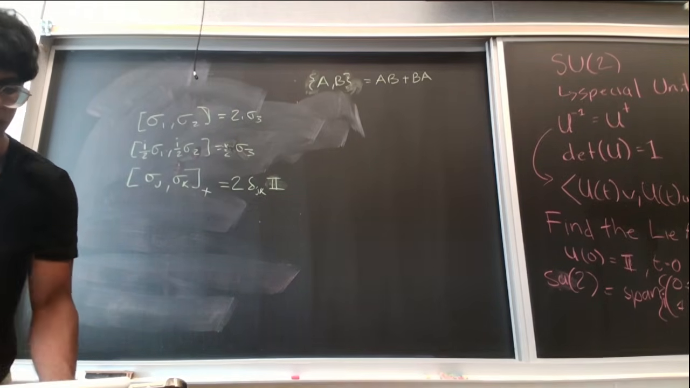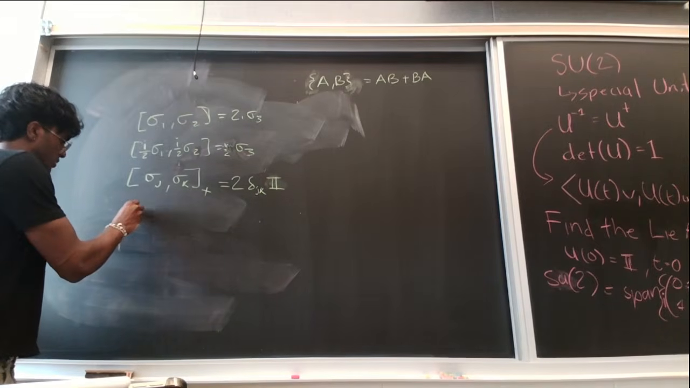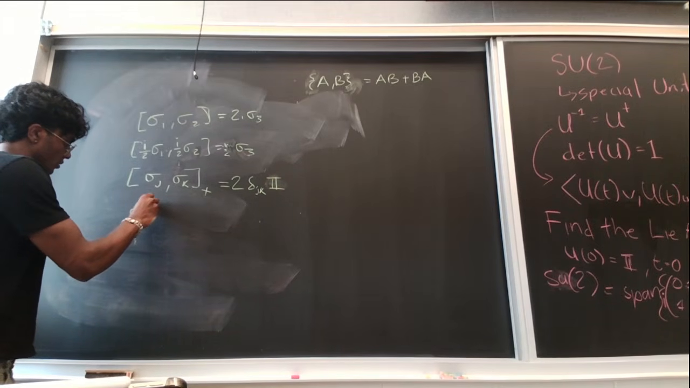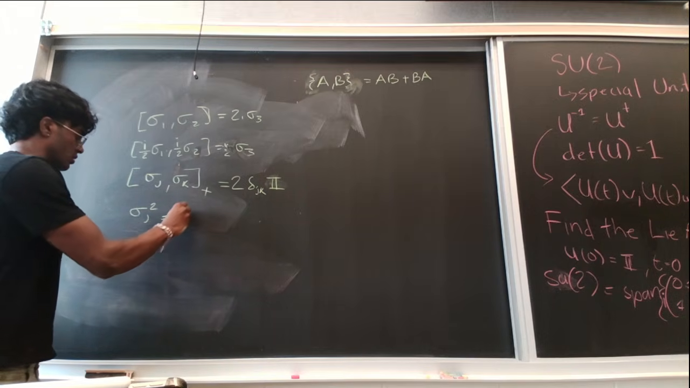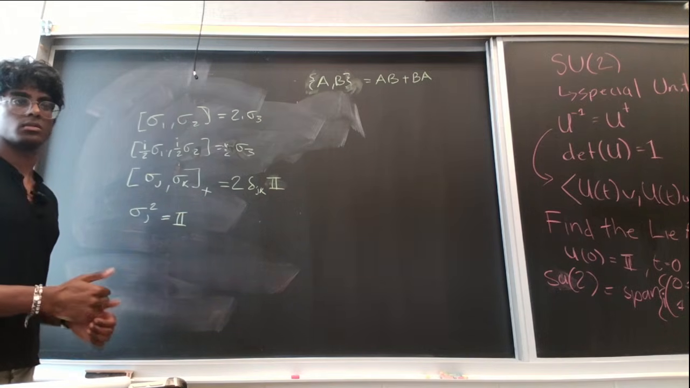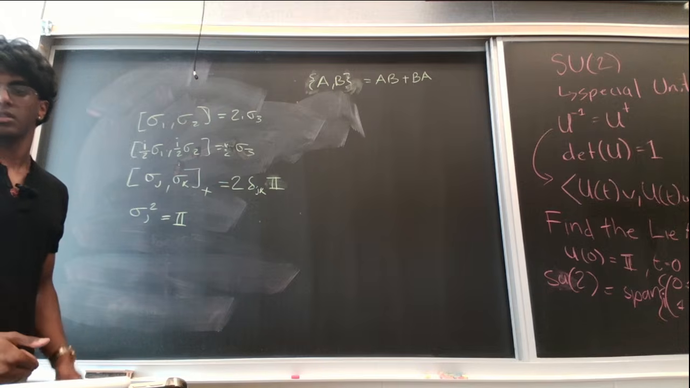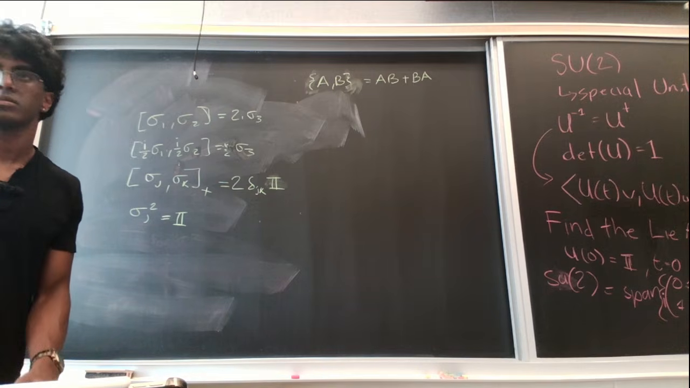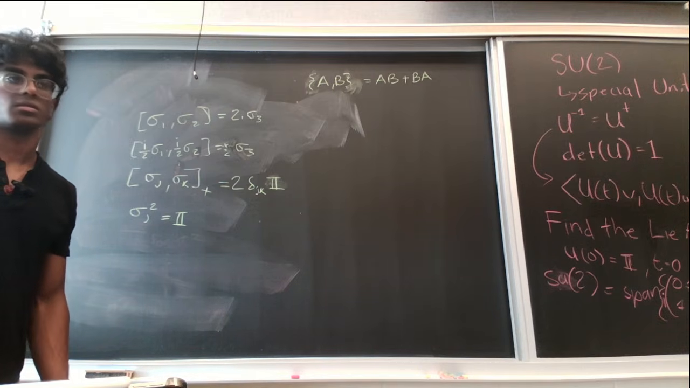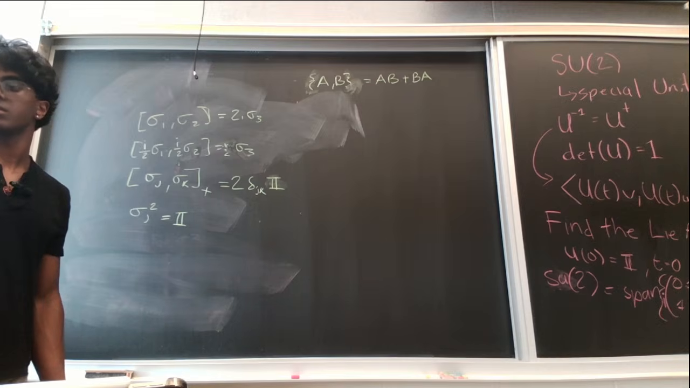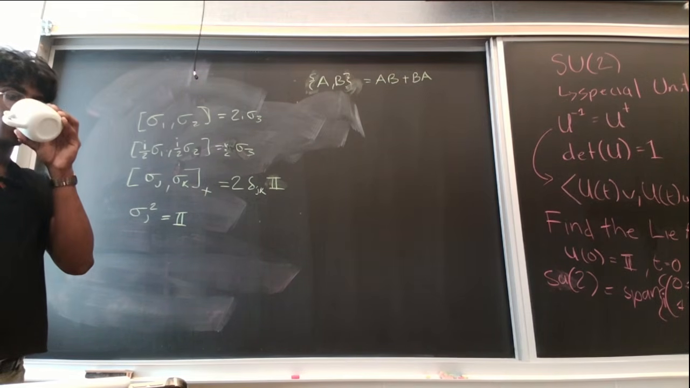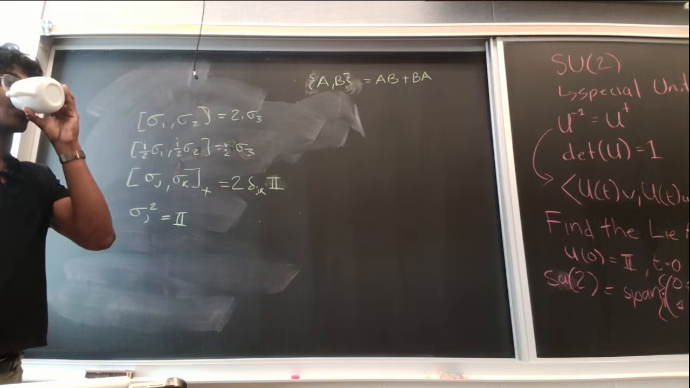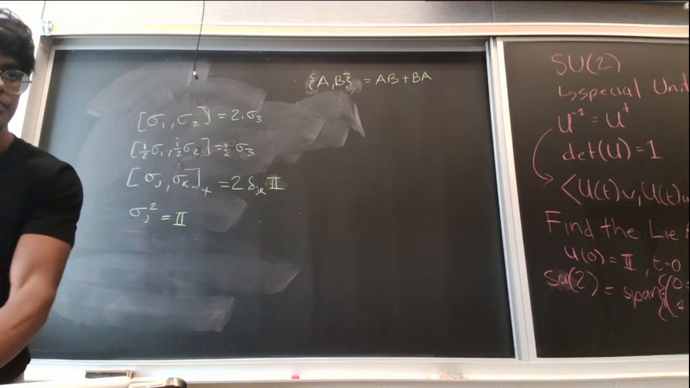And then what this means though is that sigma J squared for any J is going to equal the identity, right? Any questions? So this is like you take these matrices, you multiply them together, you add them, you get this.